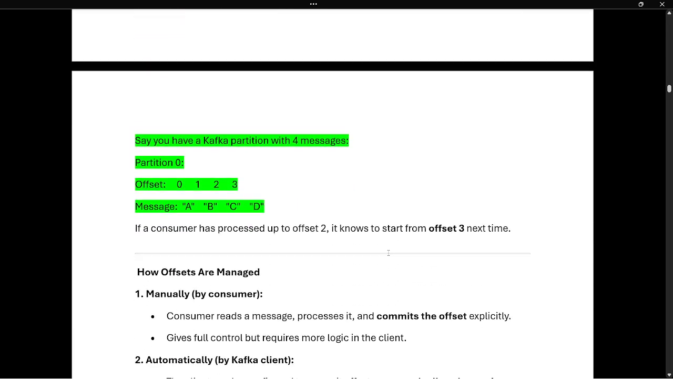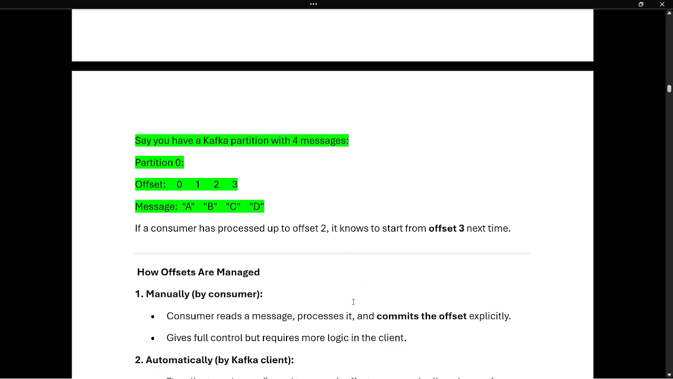We'll see an example. Suppose you have partition 0. Partition 0 has offsets 0, 1, 2, 3, 4. For message A, we have offset 0. For B, we have 1. C has 2, D has 3. If the consumer has processed up to offset 2, it knows it has to start from offset 3. Based on the configuration, whether we have set latest or earliest, based on the Kafka consumer setting or reading policy, this offset will help to retrieve the data.